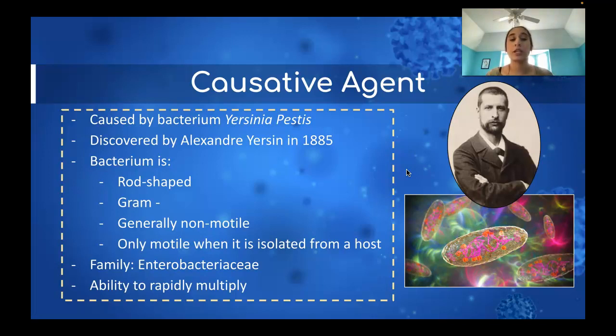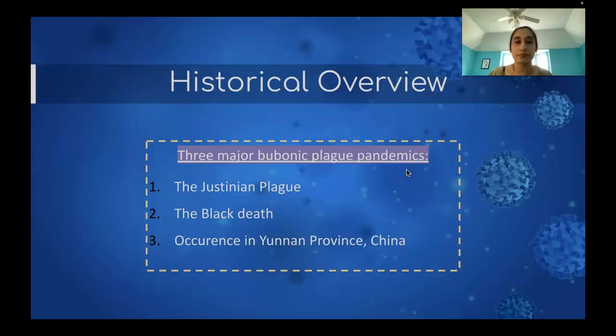It belongs to the family Enterobacteriaceae, and it's able to rapidly multiply, which I believe is probably the main reason why it's so deadly, because it reproduces so quickly and spreads so fast. It's really difficult to catch it in its earlier stages and prevent it right from the beginning.